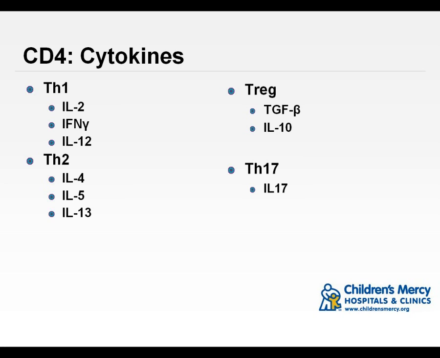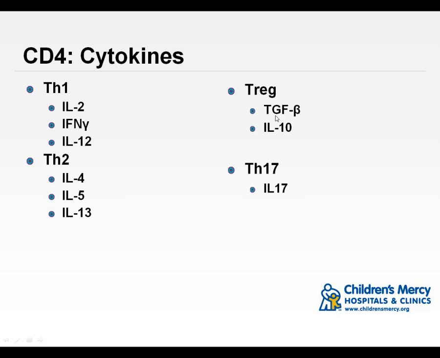So the first two we knew about, and when I was in med school, all we talked about was Th1 and Th2 cells. So Th1 CD4 cells we know as cells that secrete these cytokines, IL-2, interferon gamma, IL-12, interferon gamma probably being the quintessential one. And then Th2 is a subset of CD4 that secretes IL-4, IL-5, and IL-13. And now, as we've learned more, we know there's lots of other subsets as well.